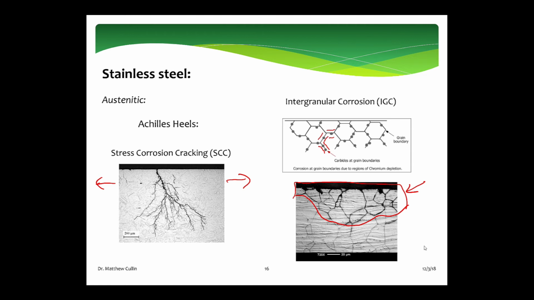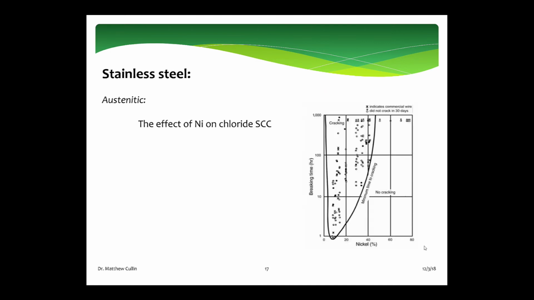So welding is generally when we're going to get our intergranular corrosion. It'll be in the heat affected zone of the weld. And so usually we're looking at a post-weld heat treat. We're going to have to treat the stainless steel after we've welded it to avoid intergranular corrosion.